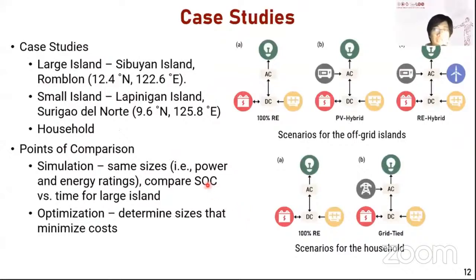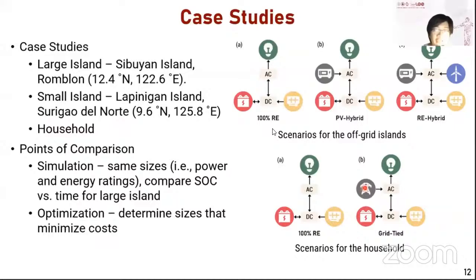To compare the idealized battery model and reduced order ECMs, we'll consider a variety of case studies. In particular, we'll consider a large island called Sibuyan Island, a small island called Lapinigan Island, and a household. For the off-grid islands, we'll consider 3 scenarios, including solar battery diesel and solar wind battery diesel. As for the household, we'll consider two scenarios: solar battery and solar battery with grid connection.